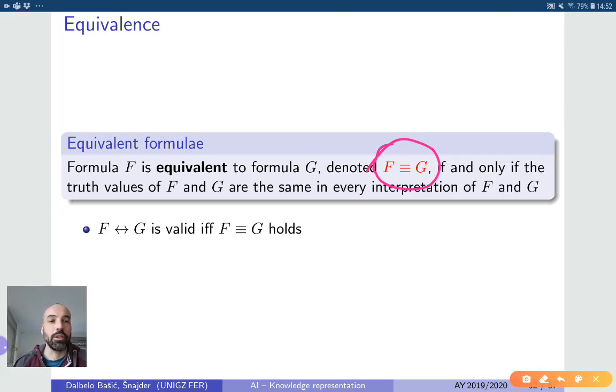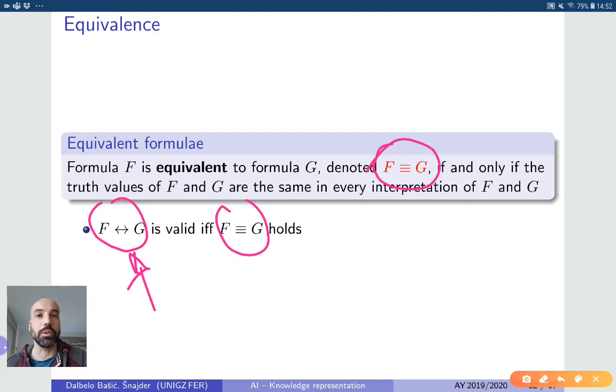Okay, one thing to note here is the difference between this notation here and this notation. What's the difference? The way you read it out is the same, F equivalent to G, but the left-hand side version is actually a formula of propositional logic. So it itself has a truth value. It can be either true or false.